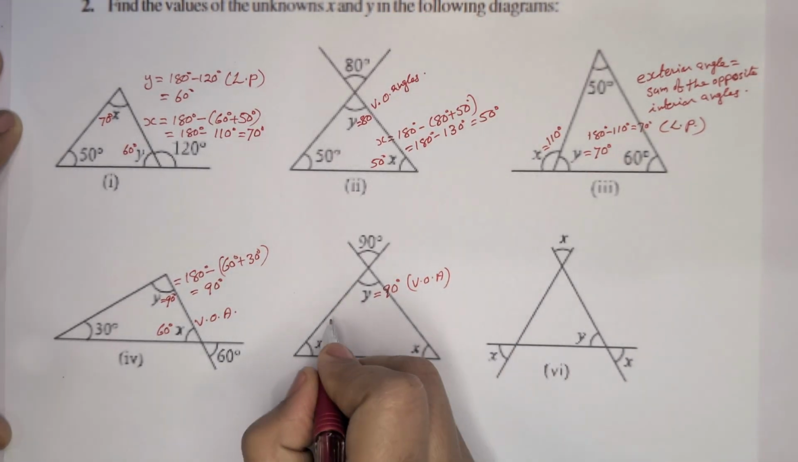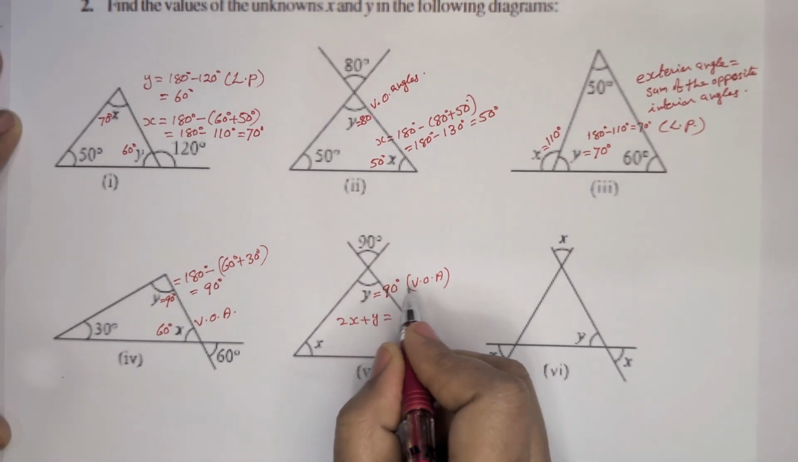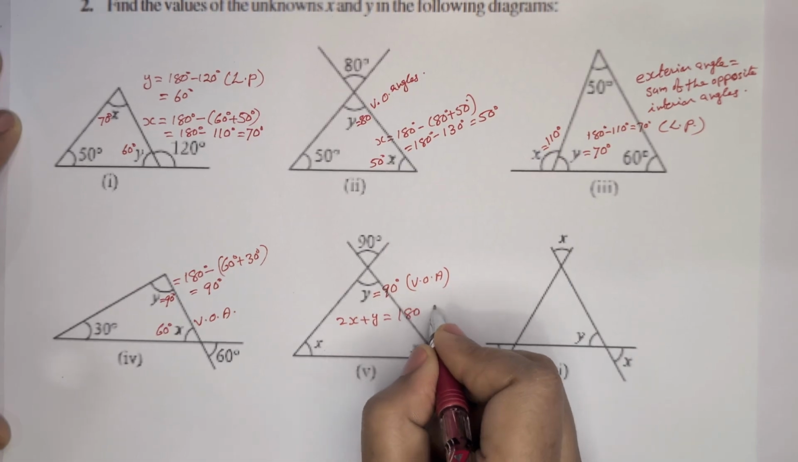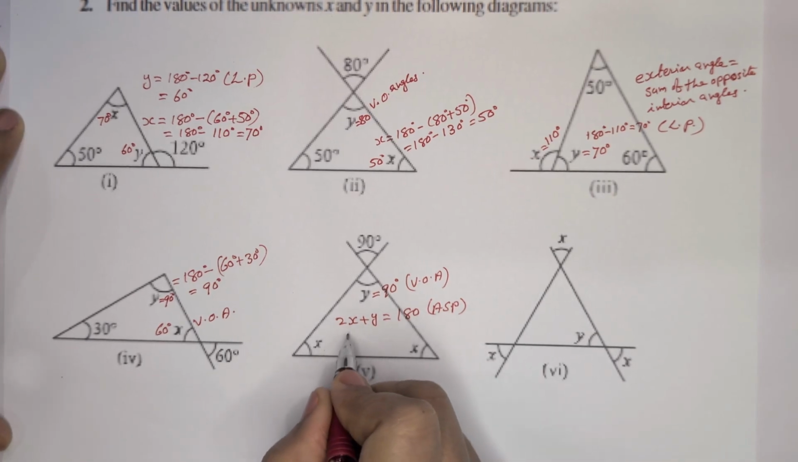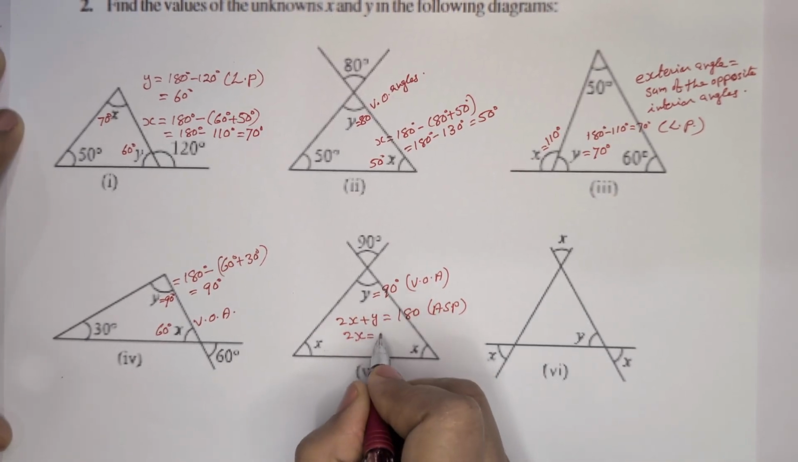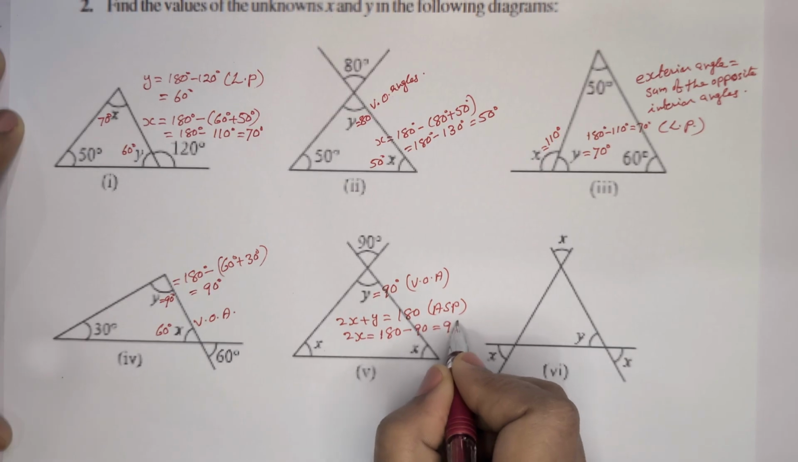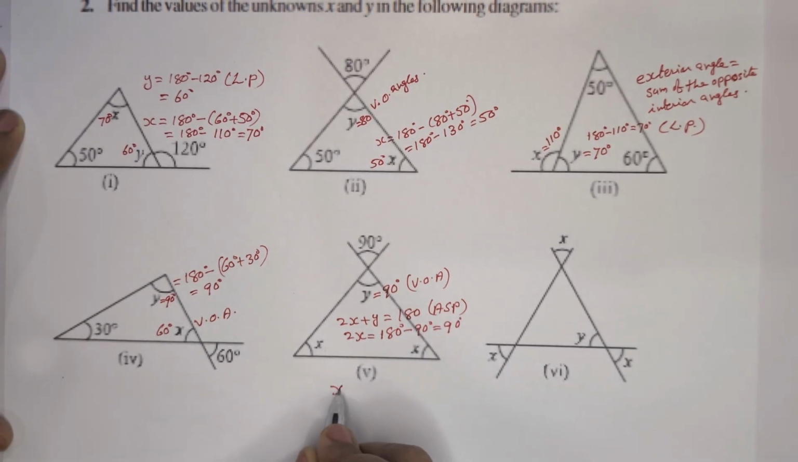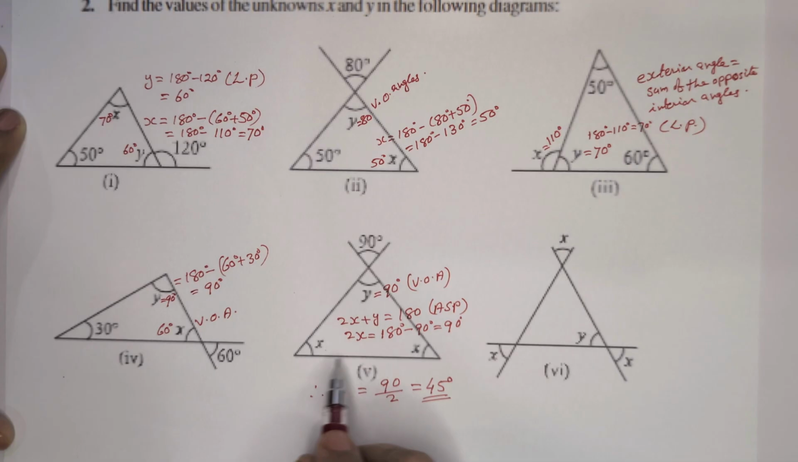Then angle sum property we can apply. x plus x, 2x plus y is equal to 180 by angle sum property. And from that, y is already given. 2x is equal to 180 minus 90, moving the value of y to the other side. 180 minus 90 is equal to 90. So 2x is equal to 90, then x is equal to 90 by 2, which is equal to 45 degree. So each base angle x is 45 degree, y is equal to 90 degree.